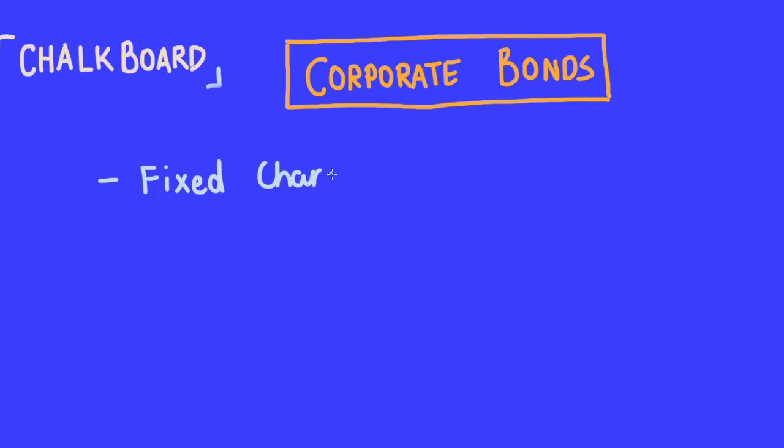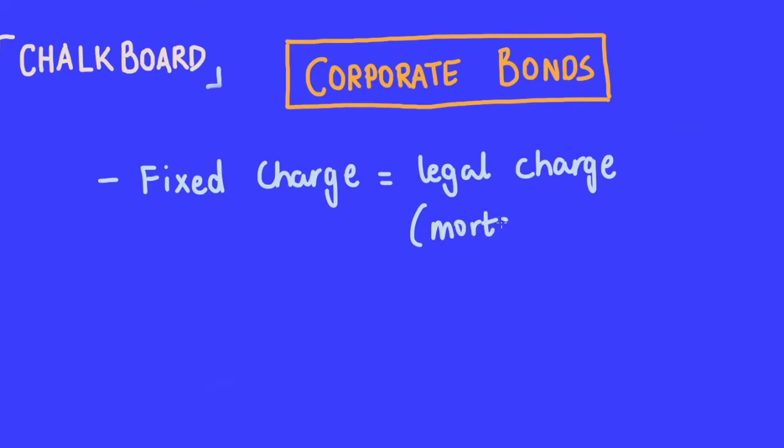Now, for domestic bonds, the bonds are secured on the company's assets by way of something known as a fixed charge, which is a legal charge, or think of it as a mortgage, right? And all a fixed charge is, quite simply, a charge specifically placed on one or more of the company's fixed or permanent assets. So there's two ways in which corporate bonds are secured.